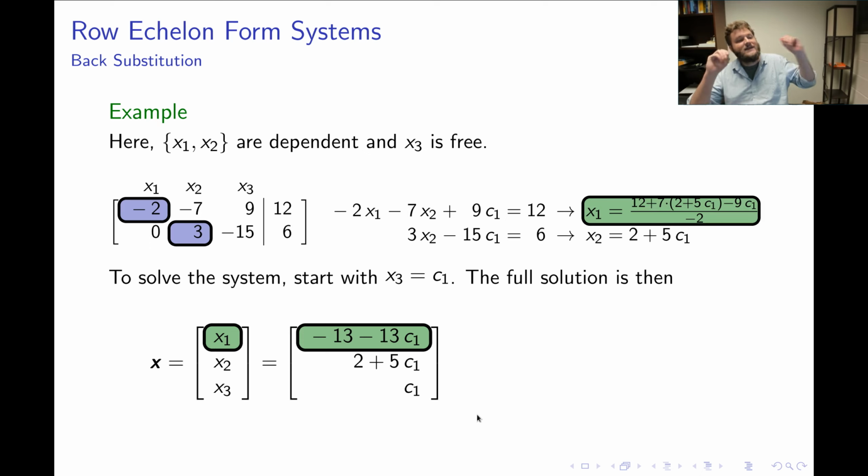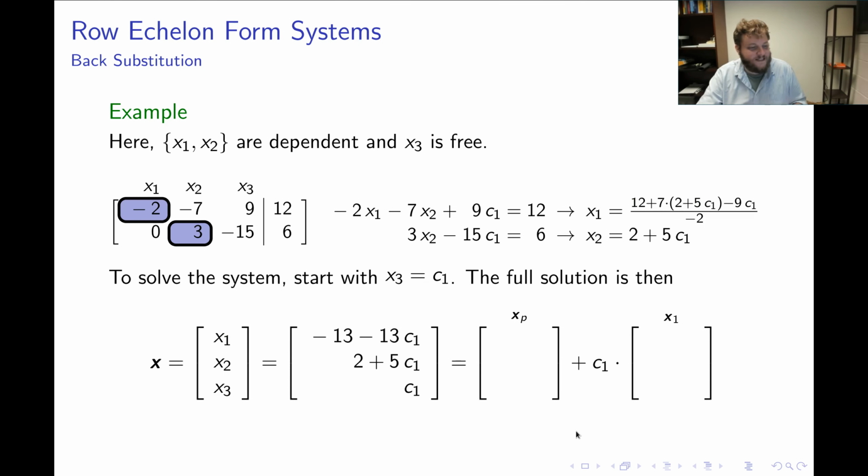So the idea here is that in this solution vector, yes, there are 3 coordinates, but I only have 1 degree of freedom to choose those 3 coordinates, and that's the choice of c1 here, which is equal to the 3rd variable. Now, once again, I like to separate this solution vector out as x sub p plus, in this case, just c1 times a vector x1. xp is organizing all of the coefficients in my solution vector not attached to c1. In this case, that should be negative 13, 2, 0. And then this vector x sub 1 here is organizing all of the coefficients of c1. Well, those coefficients should be negative 13, 5, 1. So that's my vector x sub 1 here.